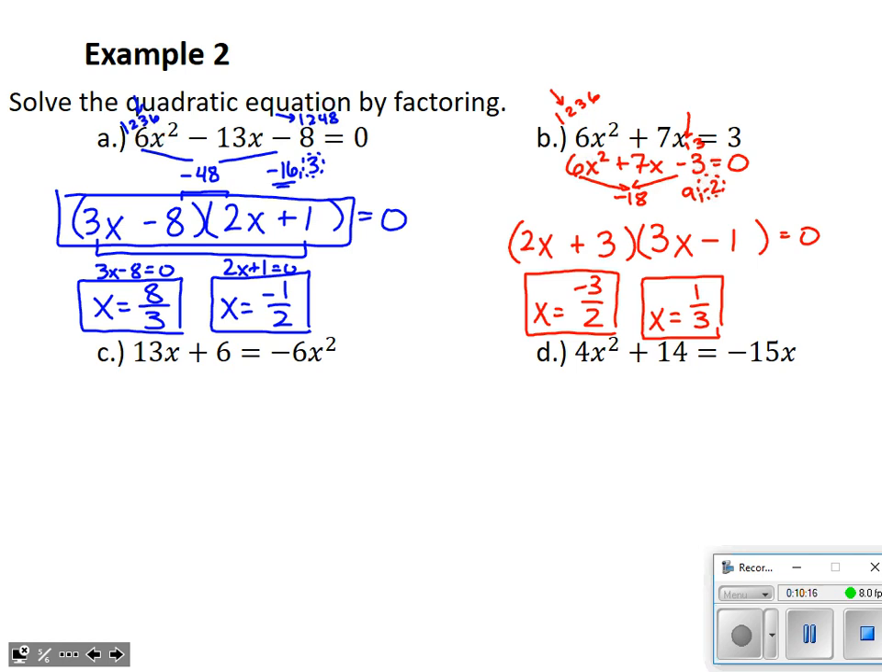For letter C, if I put that into standard form, I'm going to add 6x squared to both sides, and that has to be the leading term. We need the x squared term out front, and then the regular x term in the middle, and then the constant at the end. That has to be in standard form for this to work. All right. A times C gives me 36.